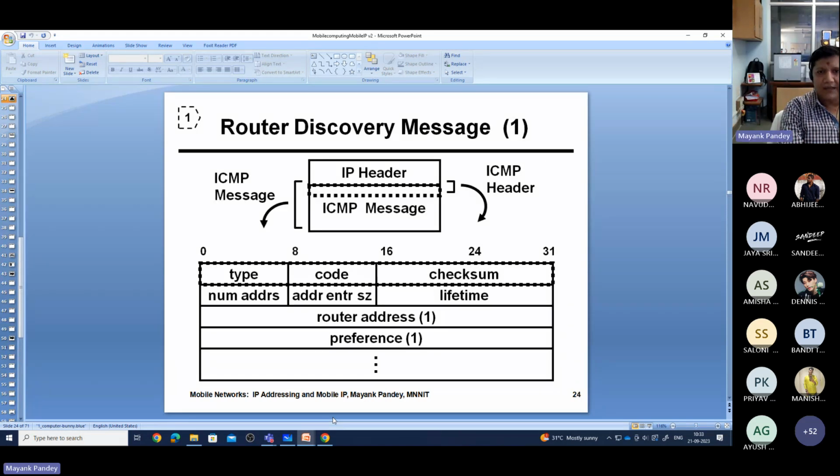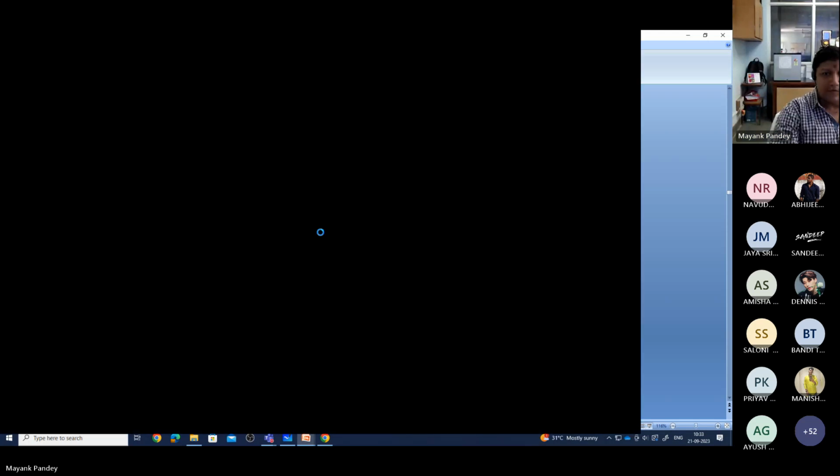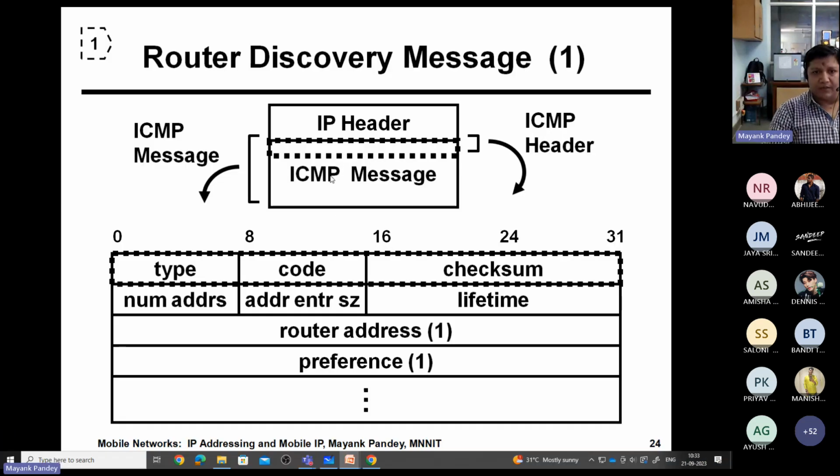This is the ICMP router discovery message, where there can be many routers in any network. Who is acting as a gateway, or how many routers, how many gateways are there to throw the data out of the network? This particular process is getting handled by ICMP router discovery.